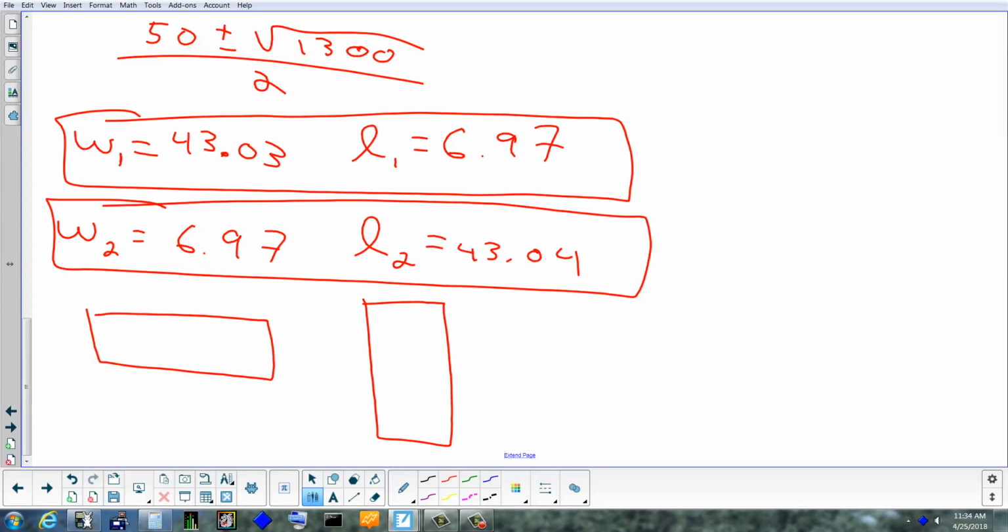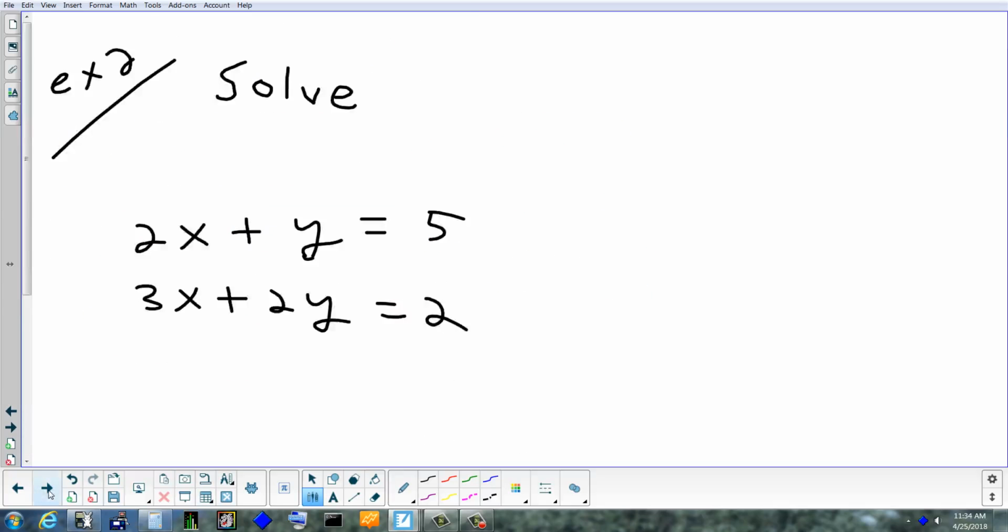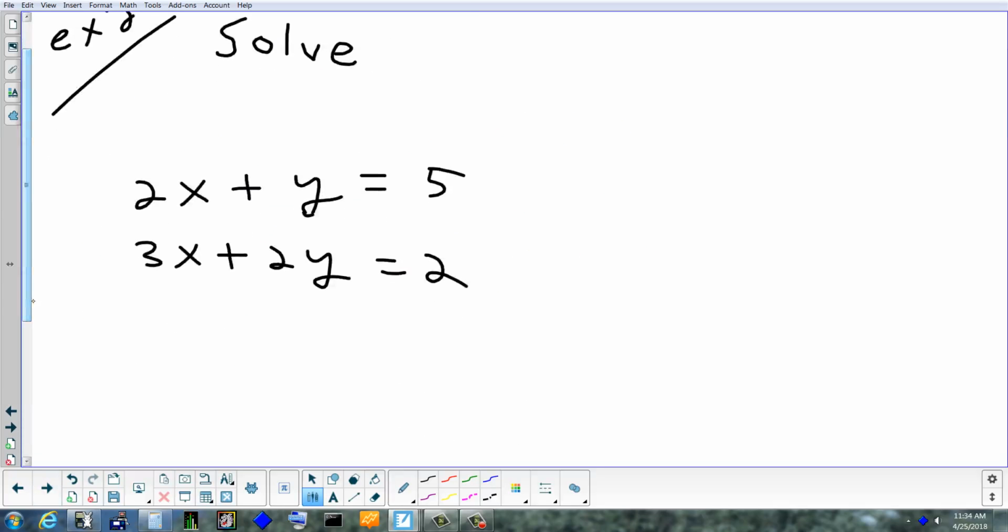Okay. Not every problem we solve is going to come out to be quadratic. This one did, but it won't get any worse than quadratic. Okay. This is just a basic linear problem, so you're not going to need quadratic formula at all.